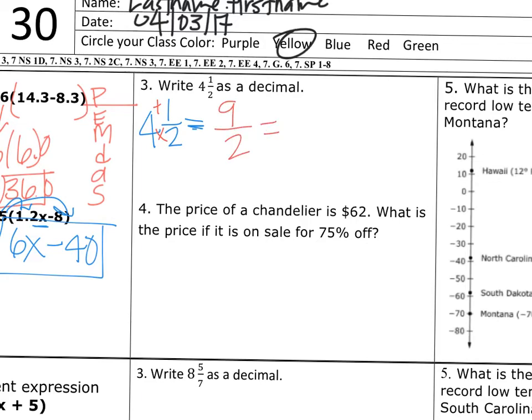And the way we find the decimal is we rotate the fraction. Remember I taught you just rotate the 9? And if you rotate the fraction, you have 9, and then you have 2 right there.